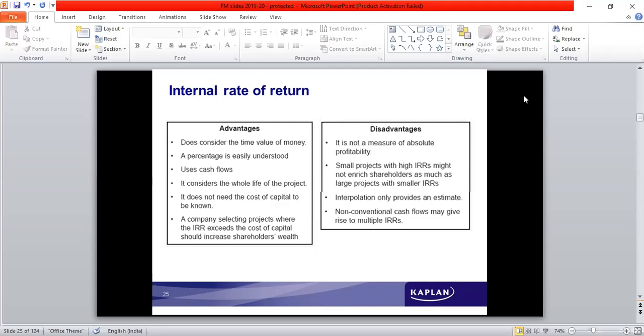Then interpolation only provides an estimate. So that is only an estimated value. We are assuming that the IRR would lie between the lower value and the higher value. So it is only an estimation.